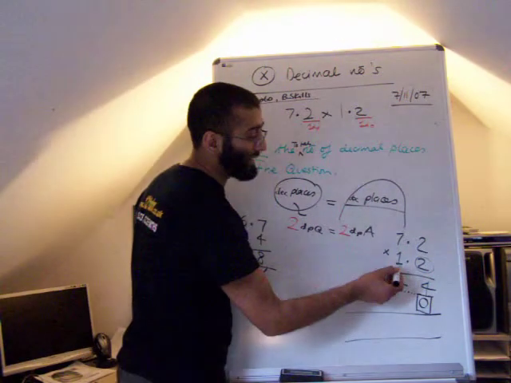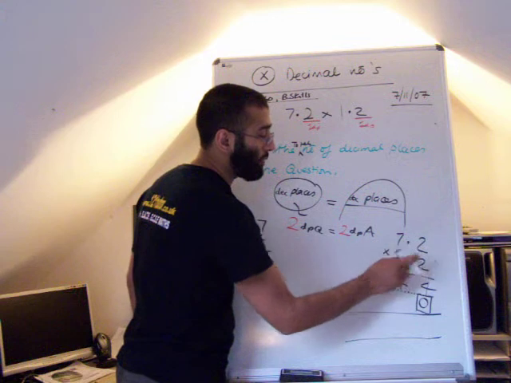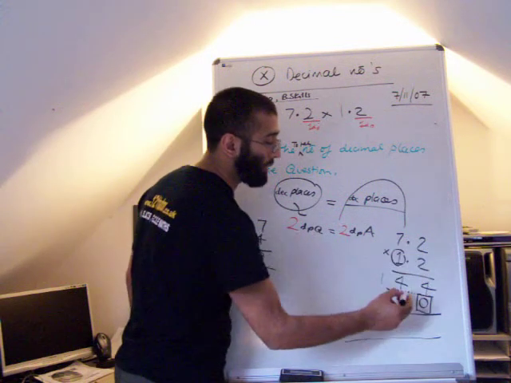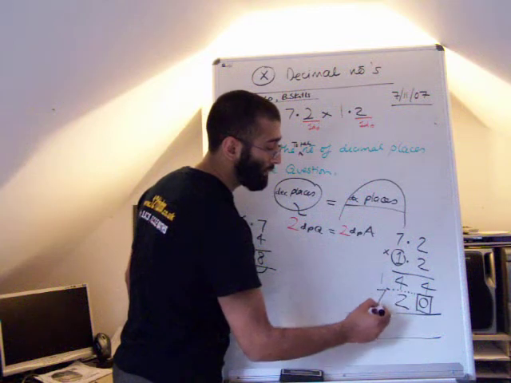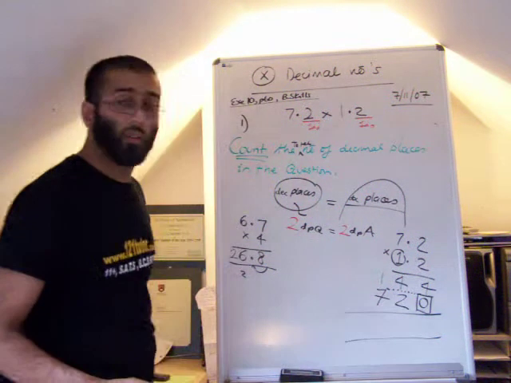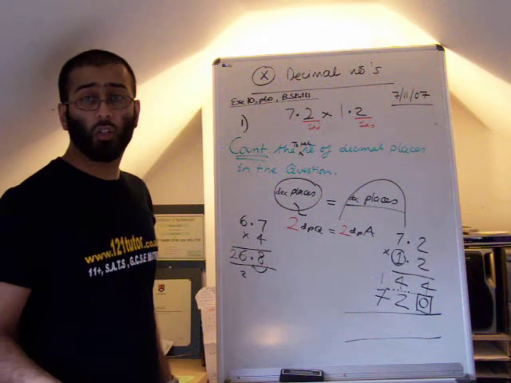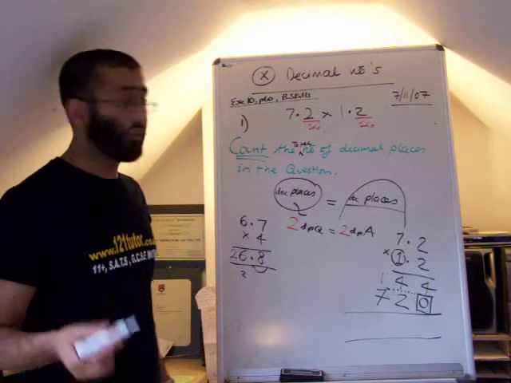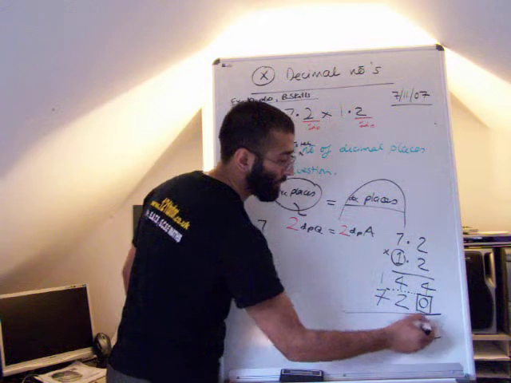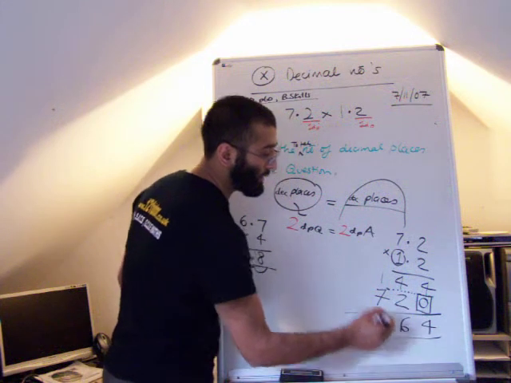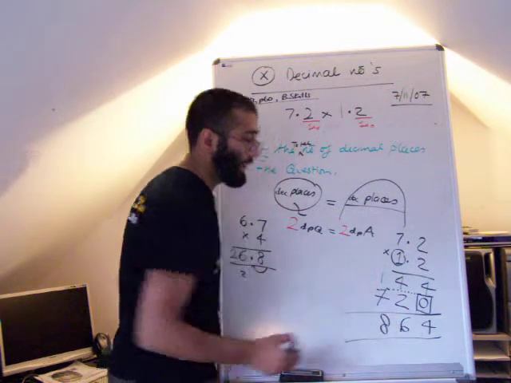Now we multiply by the second digit. So now we are multiplying by the 1. So 2 times 1 is 2. 7 times 1 is 7. Okay, and like long multiplication questions, we need to now add up. So 4 add nothing is 4. 4 add 2 is 6. 1 add 7 is 8.